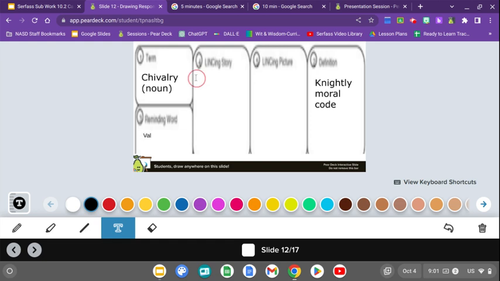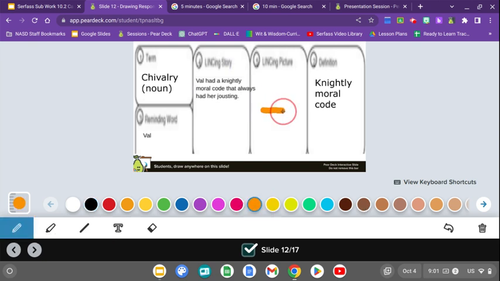And here's the story that I'm going to come up with. Val had a knightly moral code that always had her jousting. And then I'm going to draw Val jousting a little bit. First, I'm going to draw a horse. There we are. There's the horse's legs.